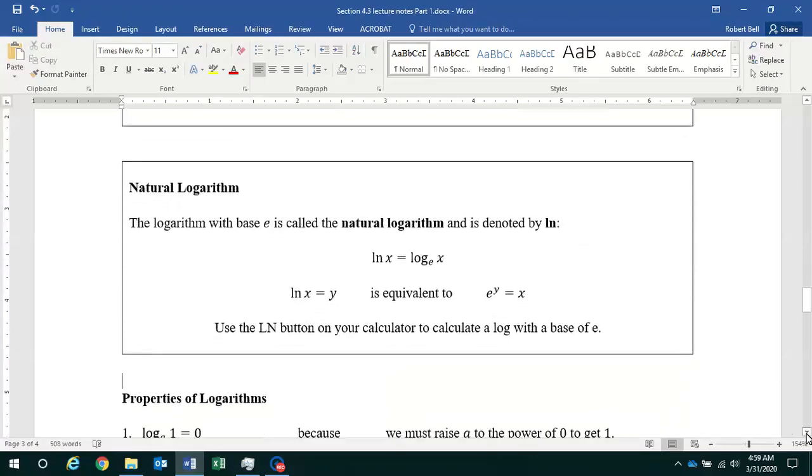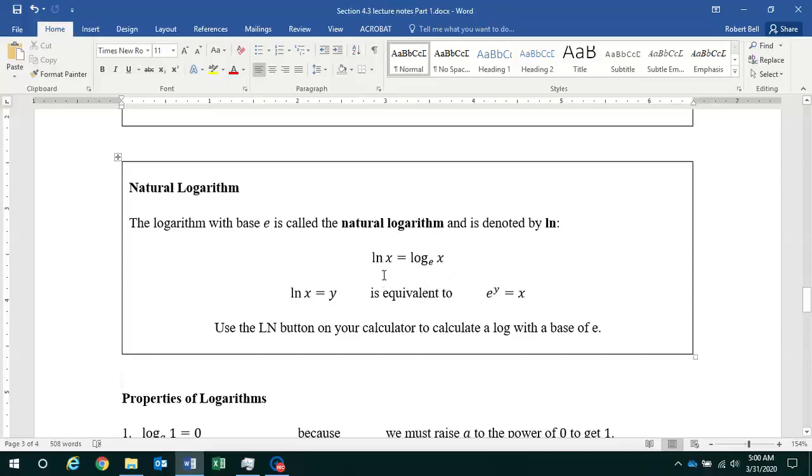Another base that gets its own fancy notation is the natural logarithm. In the previous section, we learned about the number e, which is a special number in mathematics. Remember, the number e is equal to 2.718 to 3 decimal places. It's a special number like the number pi. And so a logarithm with base e gets its own special notation, and it's called the natural logarithm. We denote the natural logarithm or log base e with ln. So ln of x is equivalent to log base e of x.